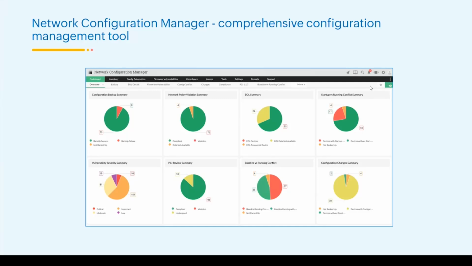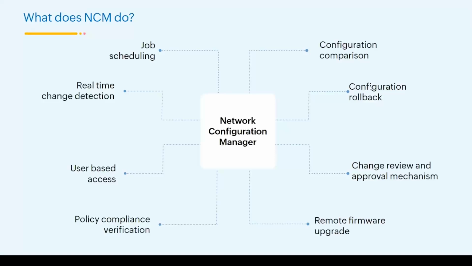So here I've listed some functionalities which Network Configuration Manager can do. Let's start with job scheduling. With Network Configuration Manager, you can schedule network operations such as backup, executing configlets, or anything else. Suppose there are a lot of operations that you don't need to perform immediately, so those operations can be scheduled at the right time using this job scheduling option.